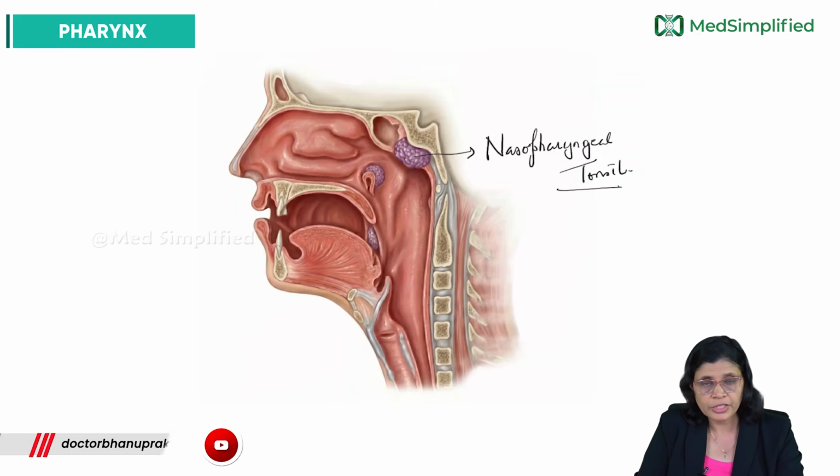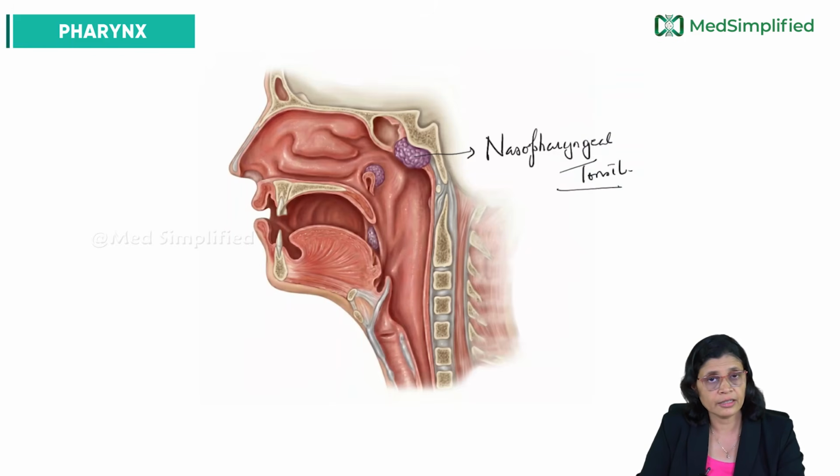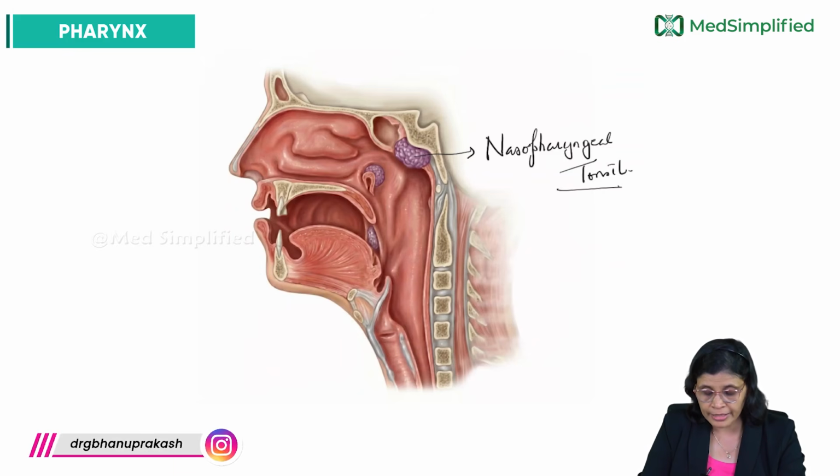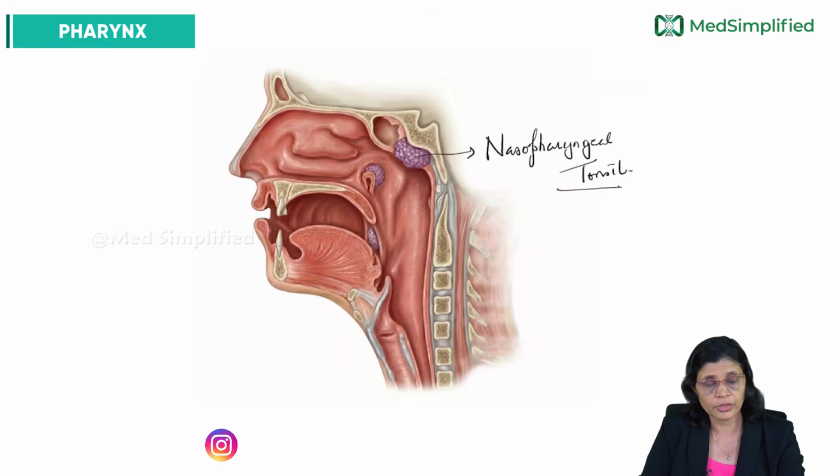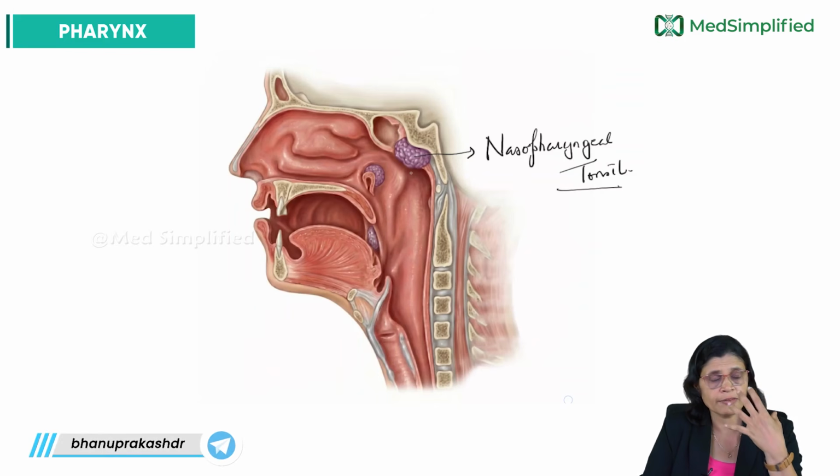So the nasopharyngeal tonsil gets enlarged because of some infection. When it gets enlarged, we call it the adenoids. That is usually in children, and these adenoids obstruct the nasal passage, and that will lead to breathing difficulties. Usually those children will have typical faces which we call adenoid faces, and they will be usually breathing through the mouth.